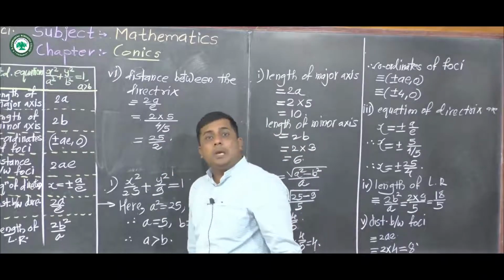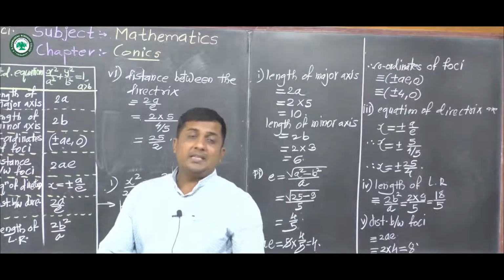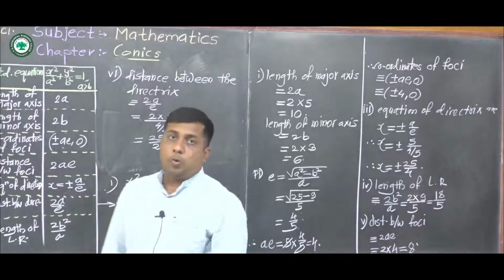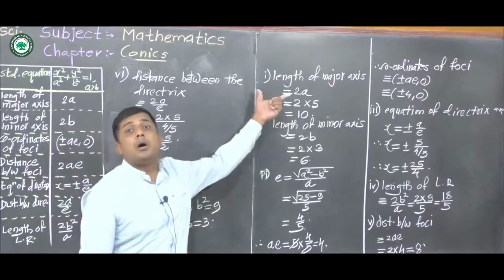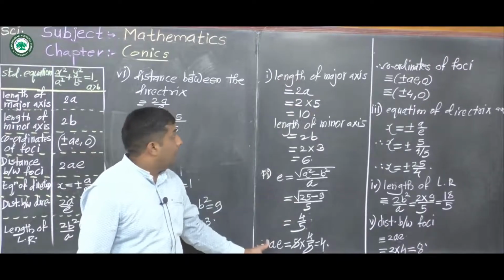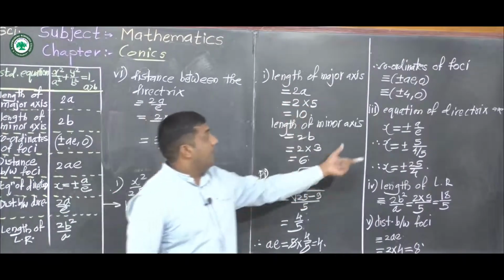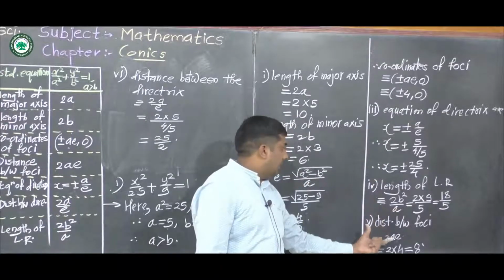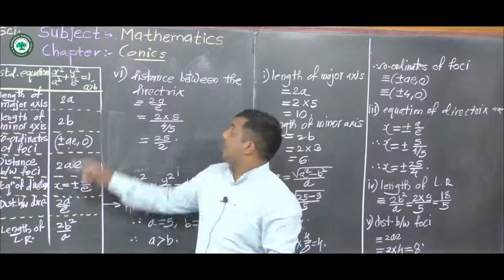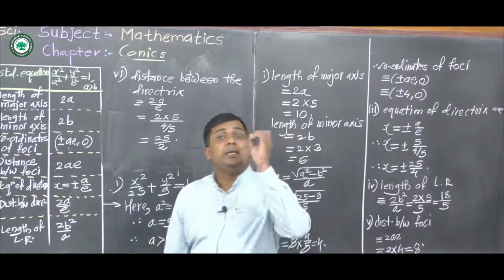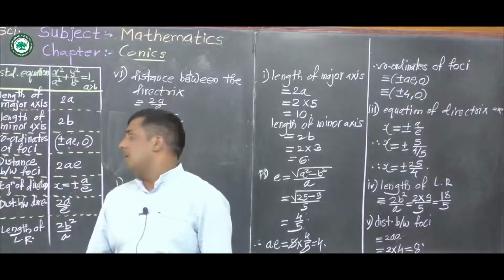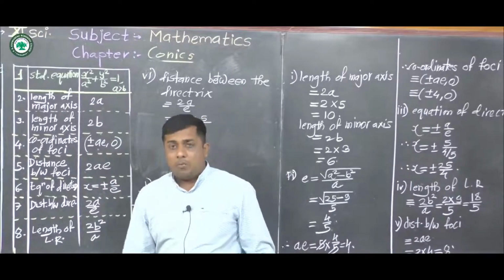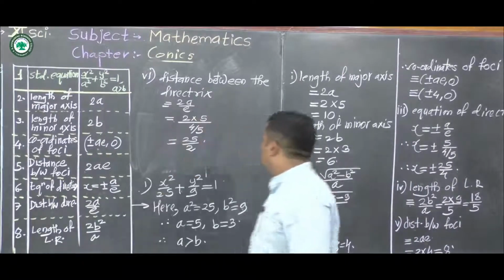So for the given equation of the ellipse, x square upon 25 plus y square upon 9 equal to 1, we find the length of principal axis, the coordinates of foci, then the equation of directrix, next the length of latus rectum, then the distance between the foci, and lastly the distance between the directrix. So directly by using these formulae, we find all those points. Now we go with our next example.